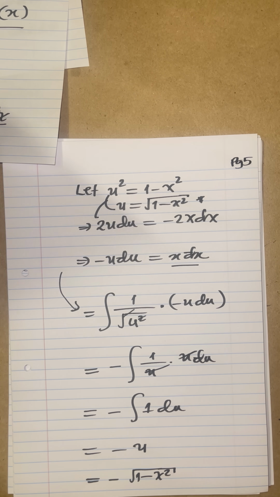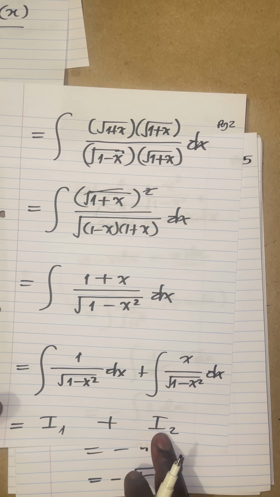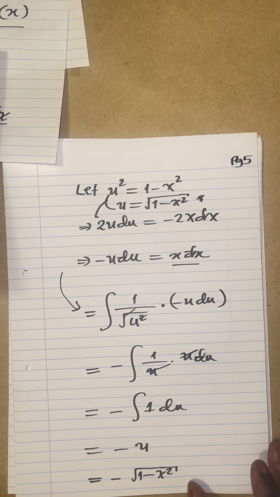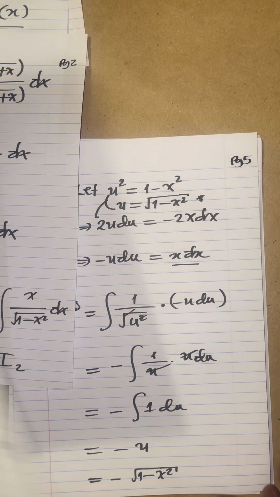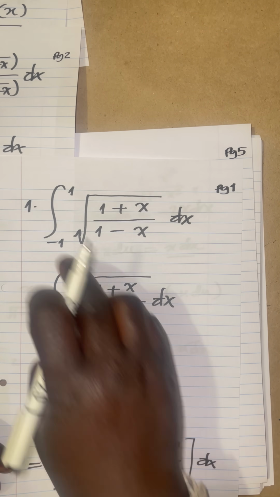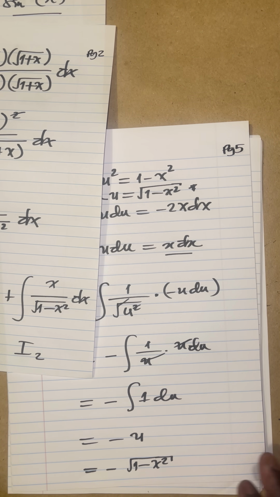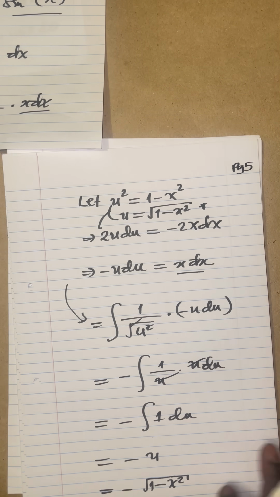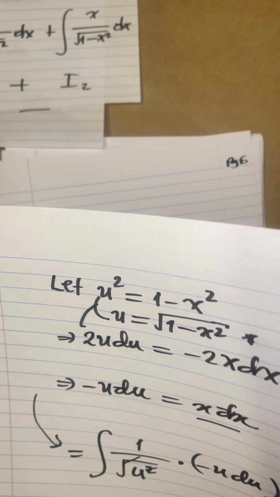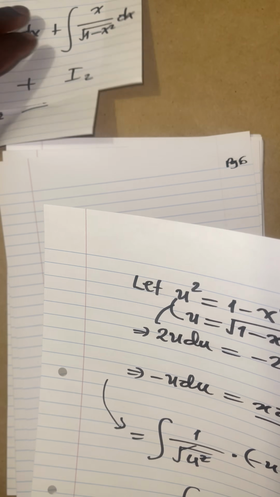Now we must move back. Where are we at now? We are here. So we know I1, we know I2. Our indefinite integral has been evaluated. Which one? This one here has been evaluated. Now we must take limits of integration into account. So now, taking us to page 6, let me move this up. I just want to see where my I1 is. I1, we said sine inverse.